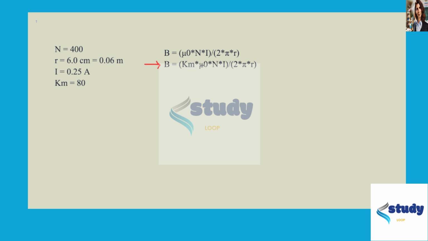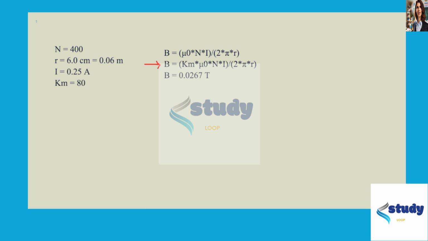So we have Km, the permeability of free space, N and the current, and then divided by 2 pi r, and r is going to be our 0.06 here. So when we plug this all in, we should get that B is equal to 0.0267 Tesla. That's the answer to part A.